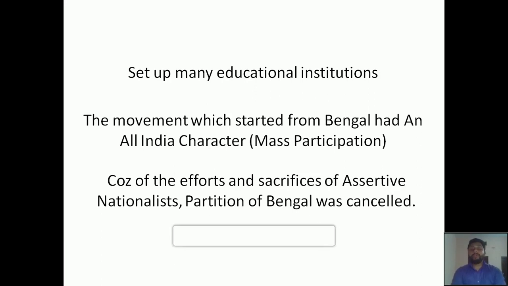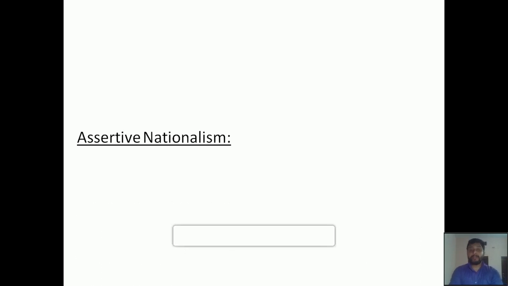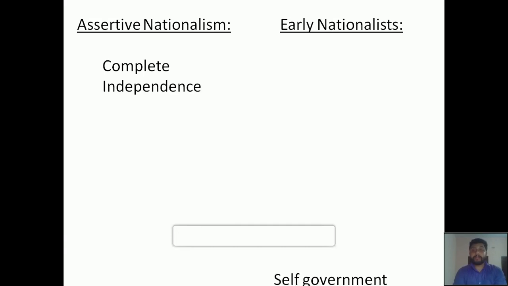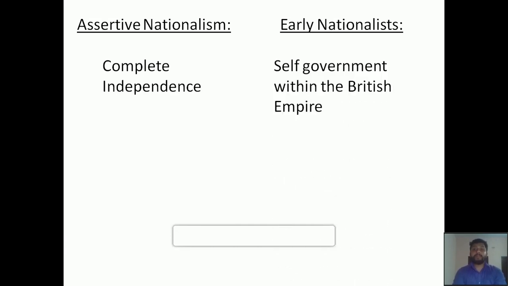Now we are going to have a comparison between early nationalists and assertive nationalists. Let's see what were the differences between early nationalism and assertive nationalism. Assertive nationalism was demanding complete independence. At the same time, early nationalism was demanding self-government within the British Empire. Here you might not see many differences between both these ideologies, but there is a wide gap between them. Take the example of assertive nationalism. They asked for Purna Swaraj, complete independence.